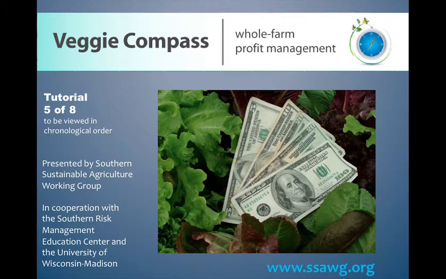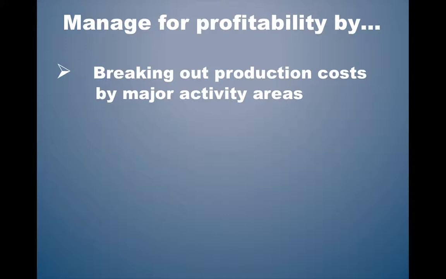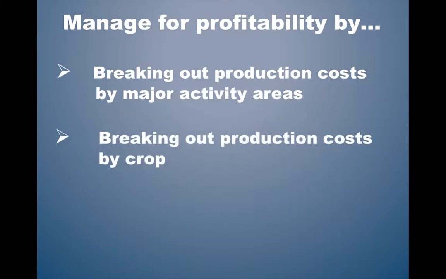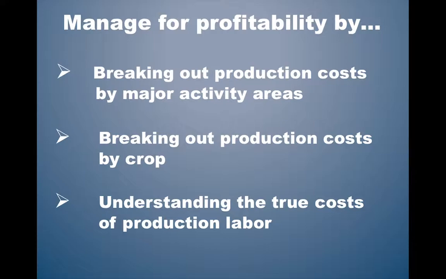In this tutorial, we will introduce 3 important concepts on how to manage for profitability by 1. Breaking out production costs by major activity areas, 2. Breaking out production costs by crop, and 3. Understanding the true costs of production labor.